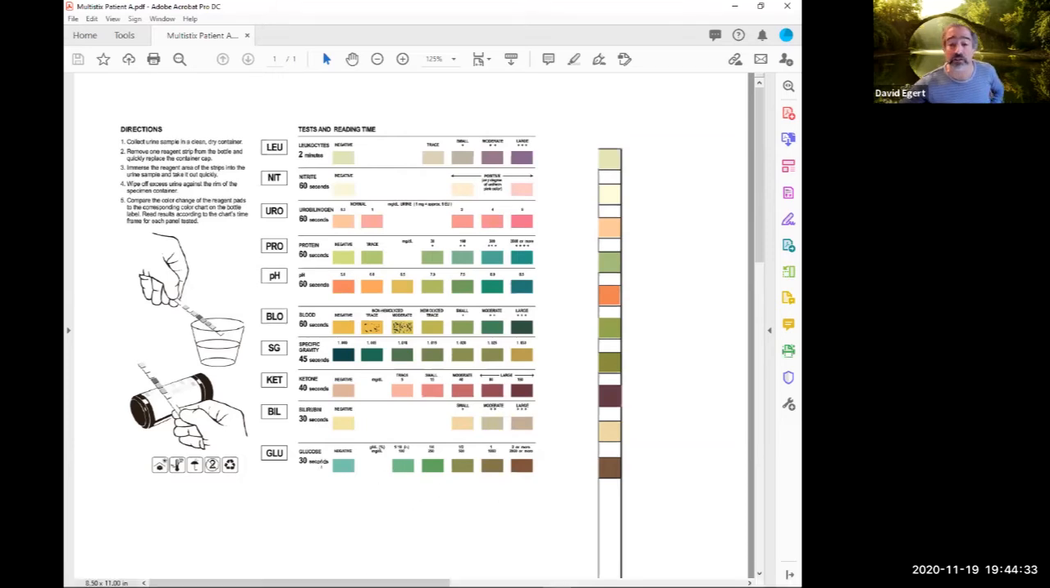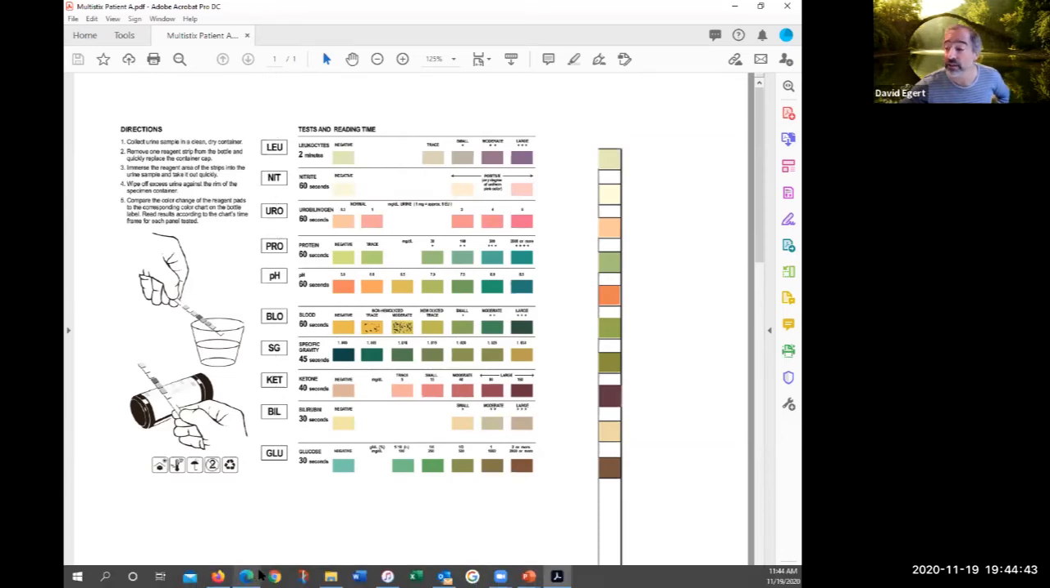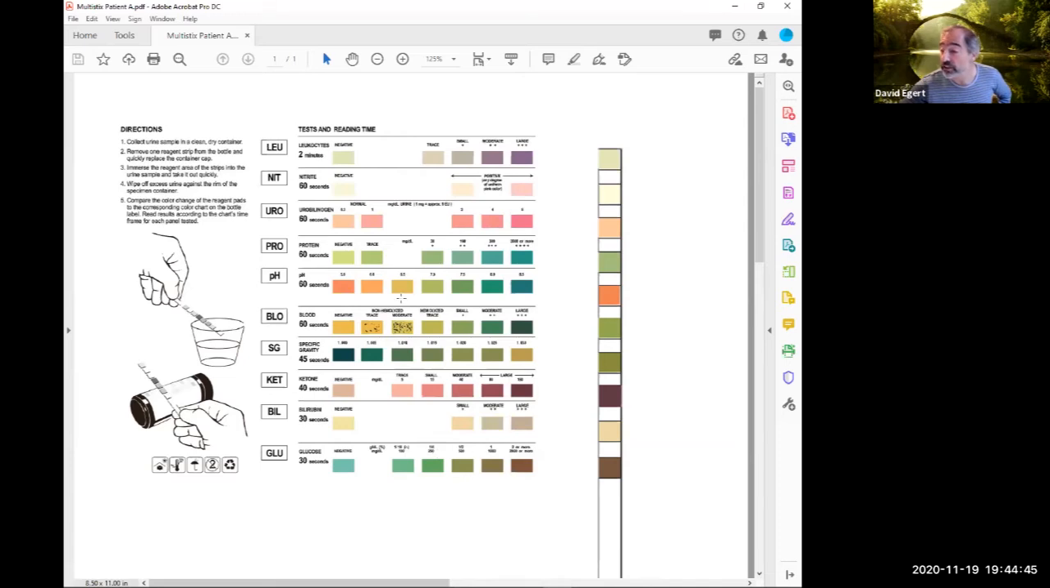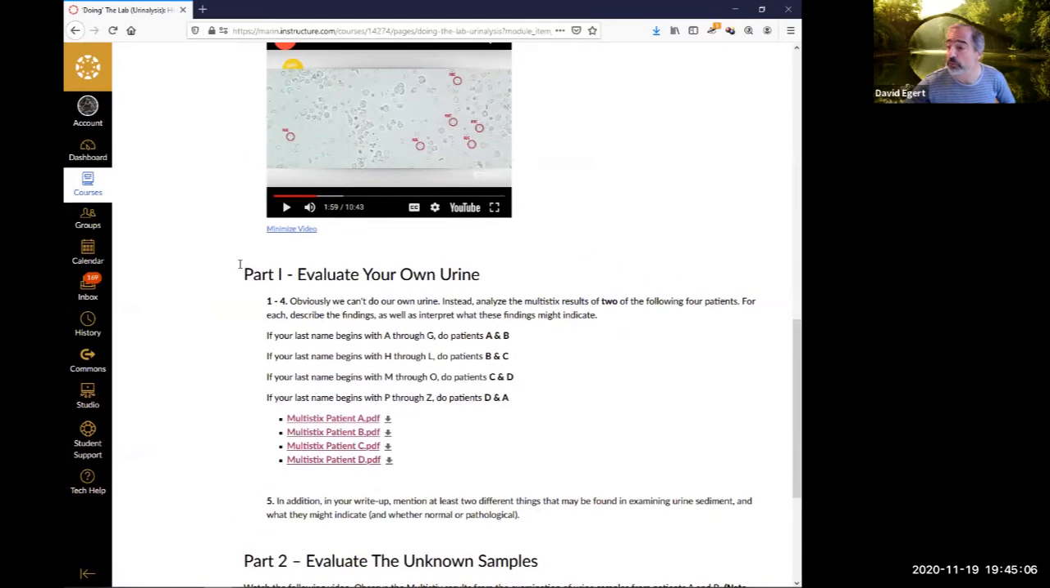So what you're going to do in your lab notebook is write down each of the categories, 1, 2, 3, 4, 5, 6, 7, 8, 10 categories. For each of the categories, you are going to assess what this multi-stick tells you about that subject, and then say, what does this mean? Does it just look normal? Does something look off? If it's off, what might be happening? That is what you're going to do for part 1.